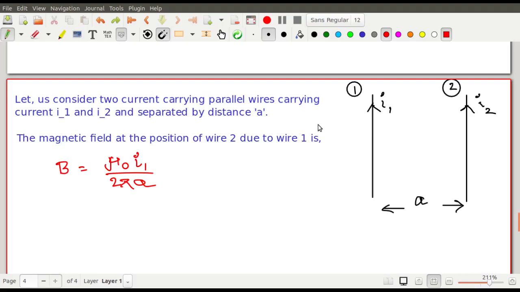So who is the source over here? The source is the first coil, and what is the effect? The effect is on the second coil, right? The cause is the first wire and the effect is produced on the second wire. So that is how the magnetic field at the position of wire 2 due to wire 1 is given by this. And what is the direction of this magnetic field? I call it B1. It is inside the plane of paper.